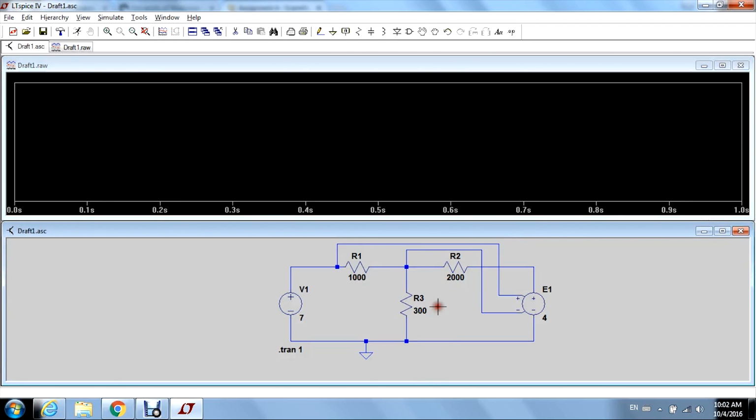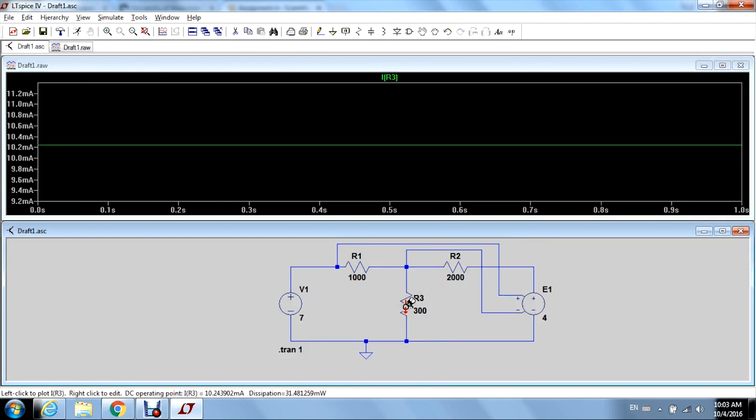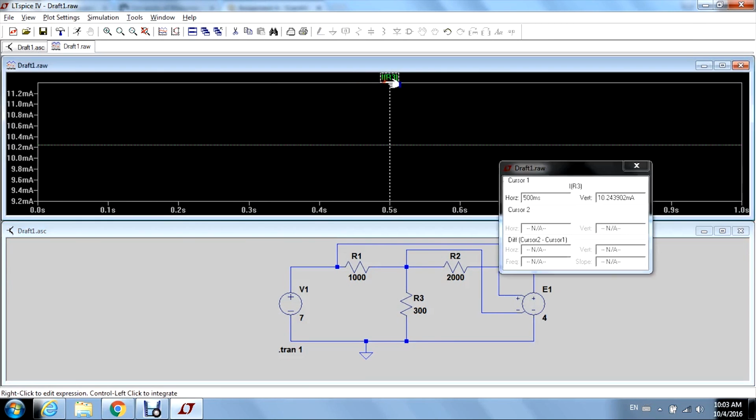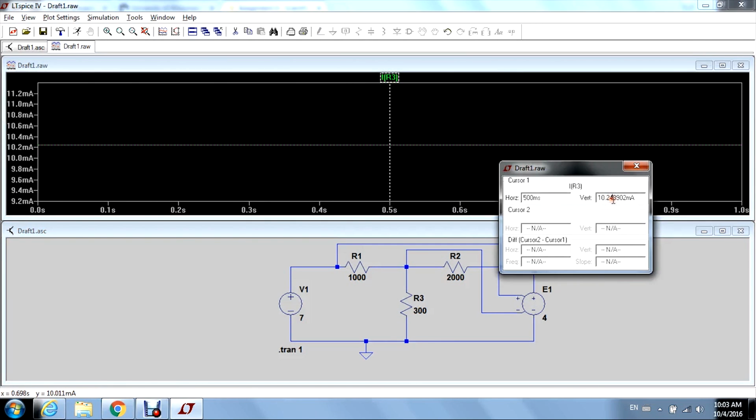We put a 300 ohm resistor just to see how it would affect the current, and when we click on it, we get 10.24, which was the expected value for that as well.